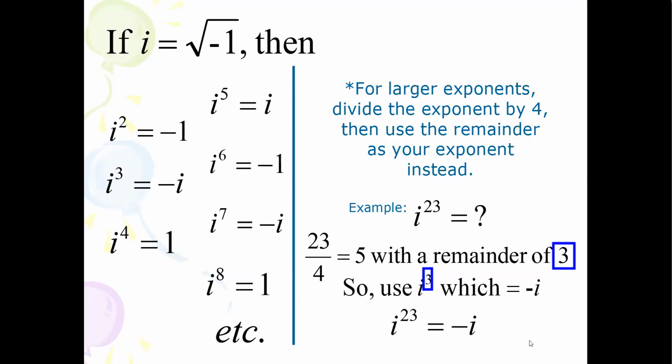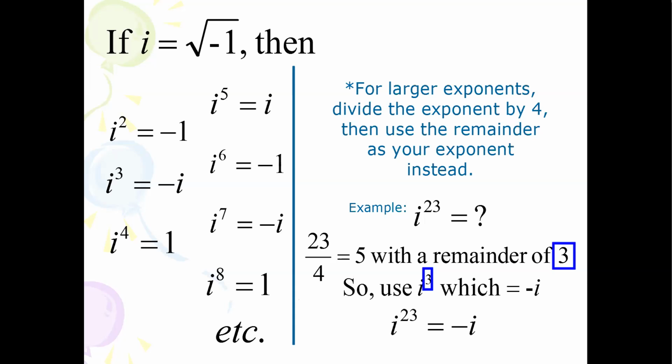Right? So you have a very large power here, i to the 23rd power. So what do you do? Well, you know that i to the 4 is 1. Therefore, you divide the power that you have there, 23 by 4, and you have a remainder of 3.